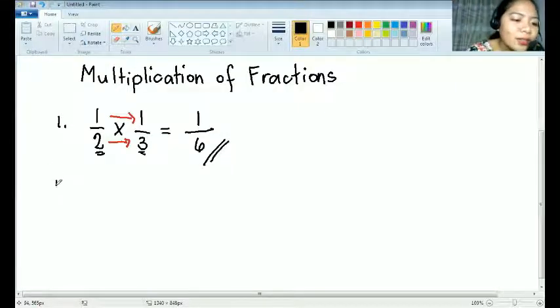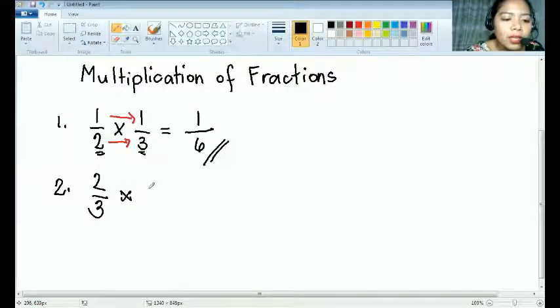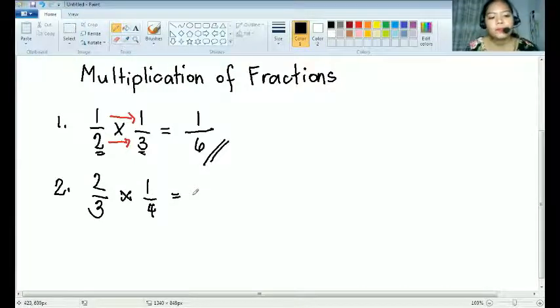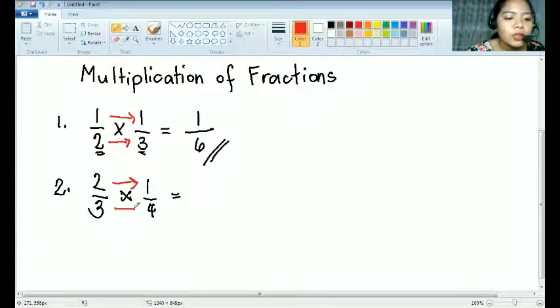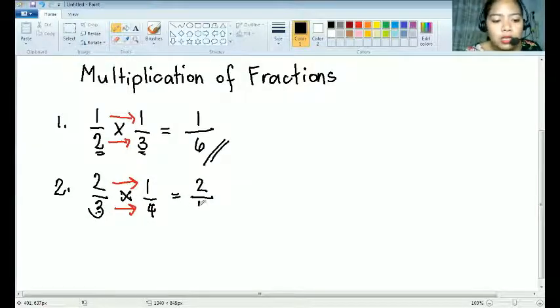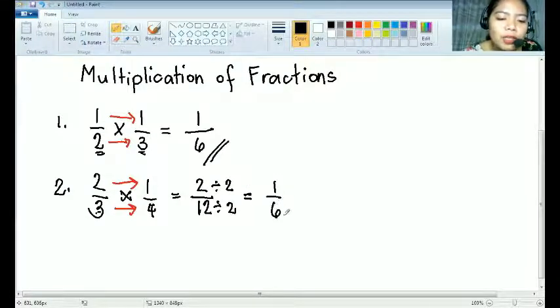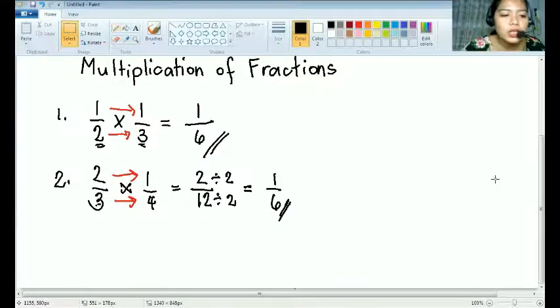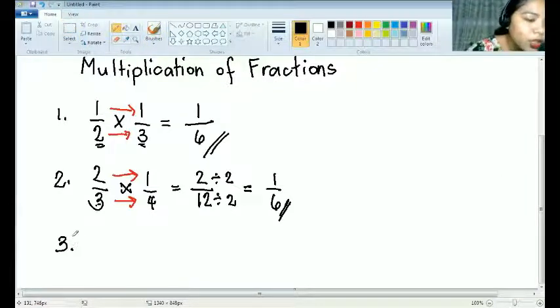So, isa pa. Another example. 2/3 multiplied by 1/4. O yan, paano yan? So, direct multiplication. Multiply the numerators and then multiply the denominators. 2 times 1 equals 2. 3 times 4 equals 12. Okay. So, yan. 2/12. Pero, hindi pa siya naka-lowest term. Bakit? Kasi meron pa silang common factor na 2. So, i-divide natin sila both by 2. And makukuha natin ang 1/6.